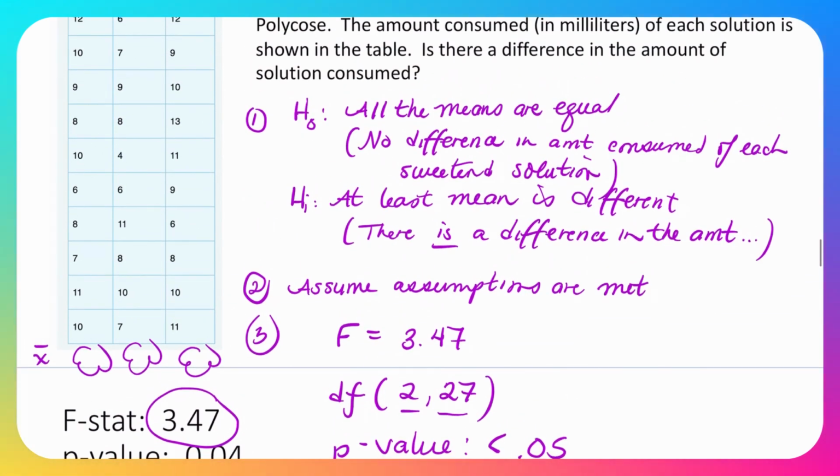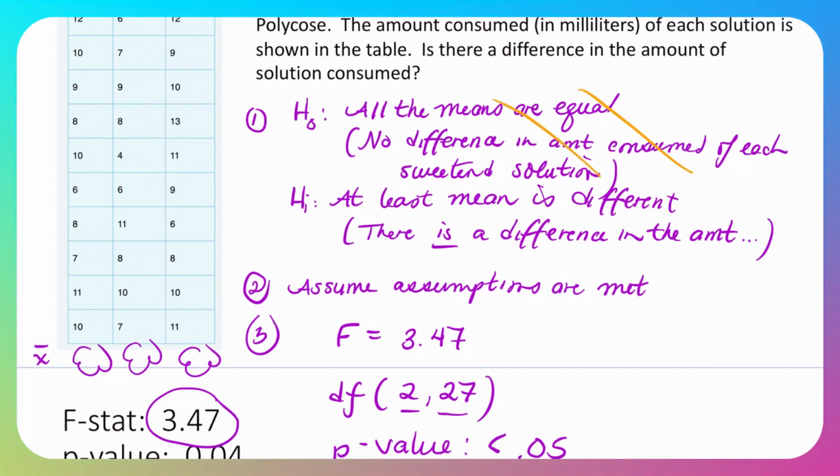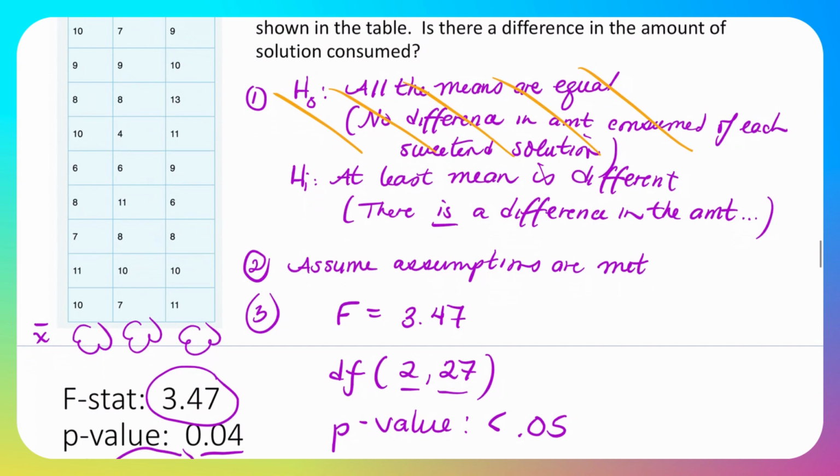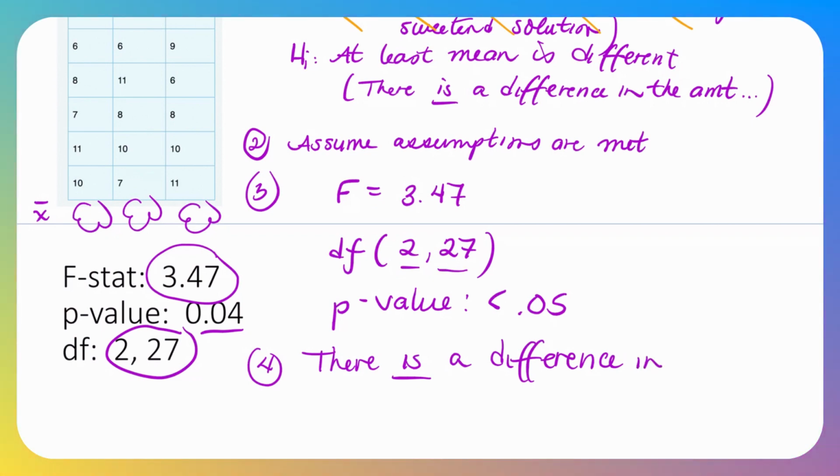So because we have a small p-value, we're going to reject our null hypothesis, and our conclusion is that there is a difference in the amount consumed. In other words, one of these means is not like the other.